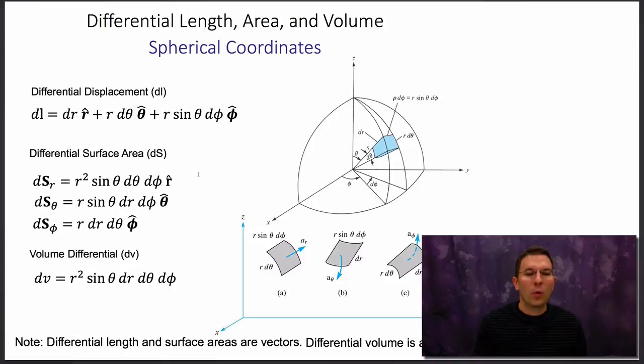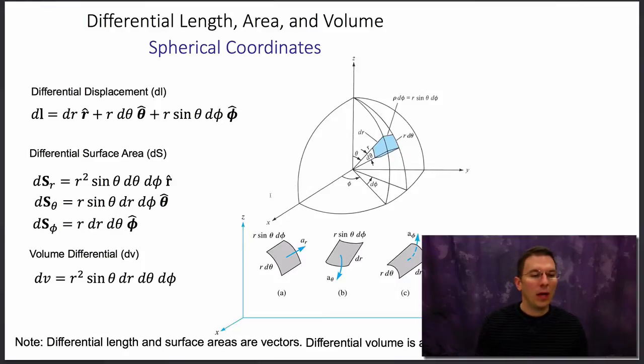Okay, spherical coordinates, same deal. The differential displacement or differential length vector takes this form. Again, you're going to use this if you are integrating over lines of longitude or lines of latitude across a sphere, or lines that come radially out and pass through the origin at some angle.